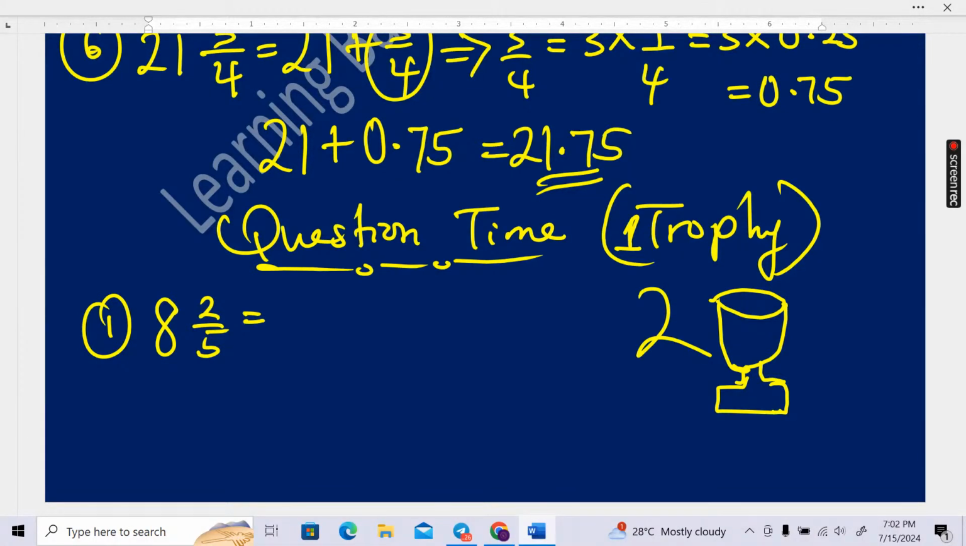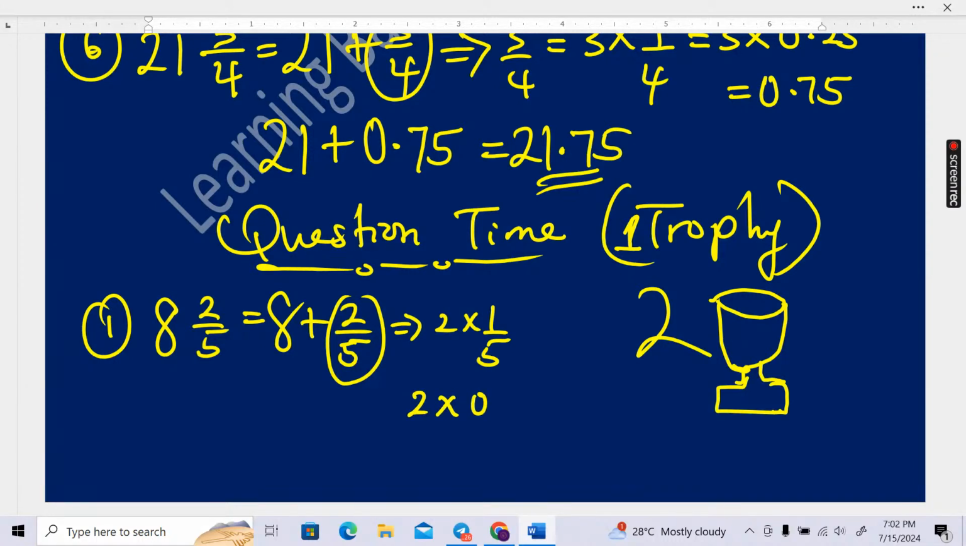All right? So let me mention the correct answer. Let's do it together first. 8 2 over 5 means 8 plus 2 over 5. Now, analyzing 2 over 5, it means 2 times 1/5. Okay? And 1/5 means 0.2. So 2 times 0.2, that's 0.4. So that will be 8 plus 0.4. That will be equal to 8.4.